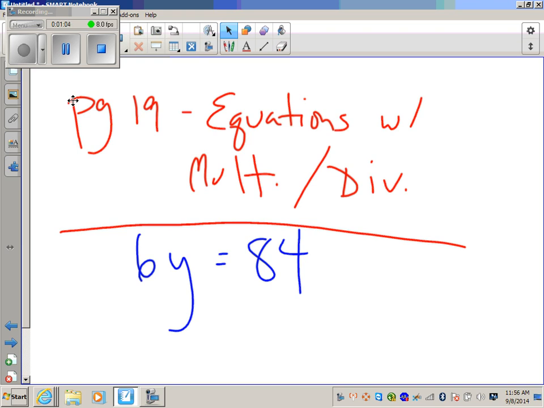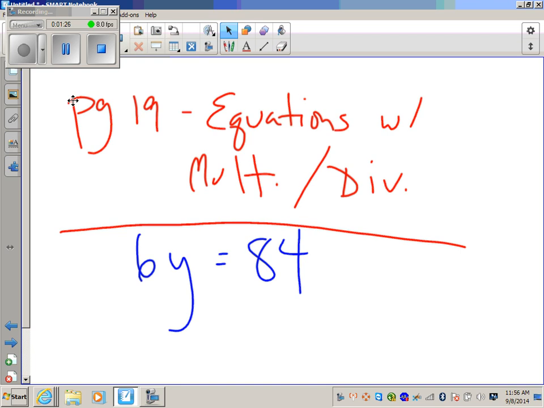6 is being multiplied by y, a number. And then what is 84? What's the fancy term? Product. Sum is when you add. Product is when you multiply. Very good. We're going to multiply 6 and y. We just don't know what y is right now.